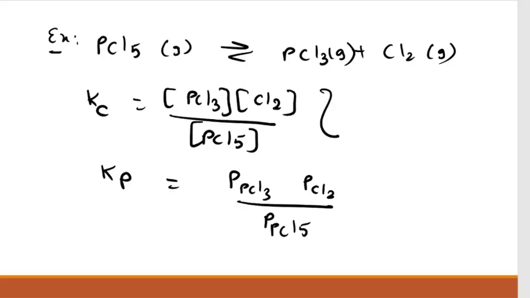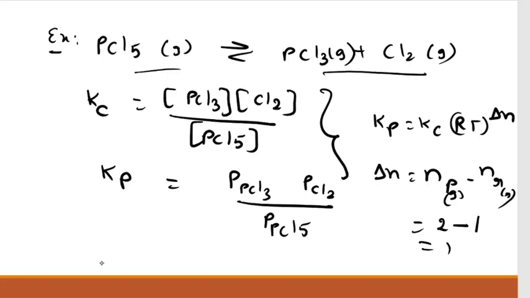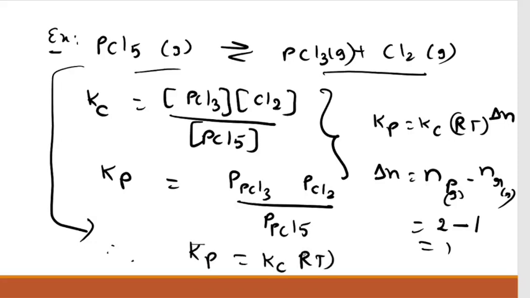And what is the relation between these two, Kp and Kc? Kp is equal to Kc into RT power delta N. Here delta N is nothing but the number of gaseous products minus the number of gaseous reactants. If we consider the products here, there are two products which are gases, so I am writing 2 here, minus the number of gaseous reactants, only 1 is there. So 2 minus 1 is 1. Therefore, for this equation, Kp is equal to Kc into RT power 1.